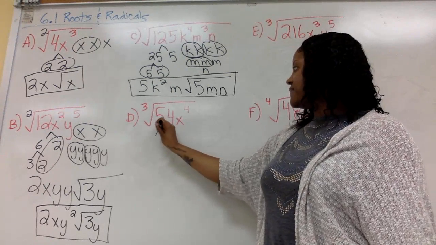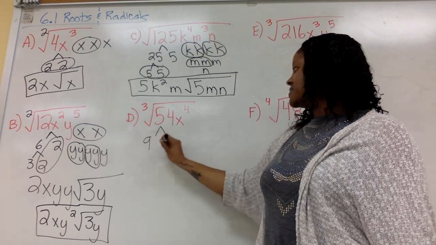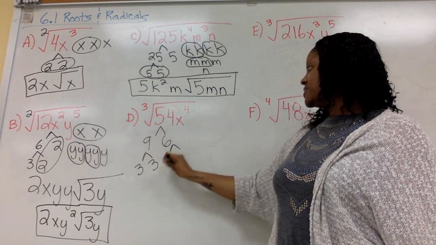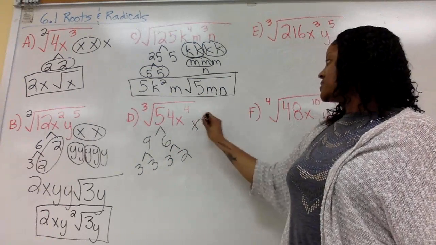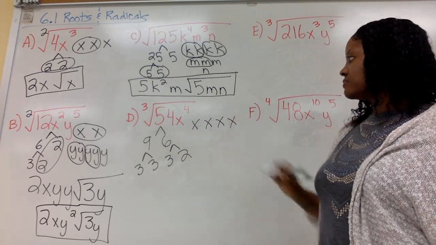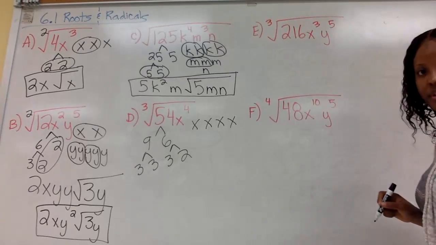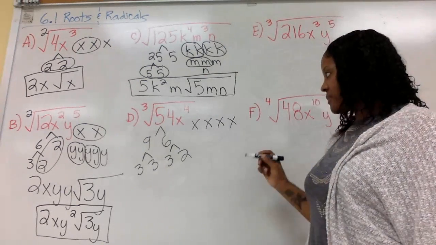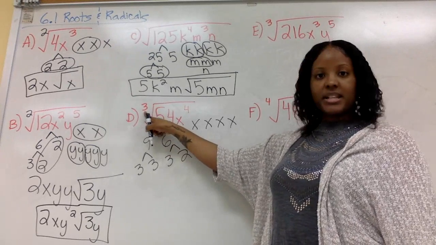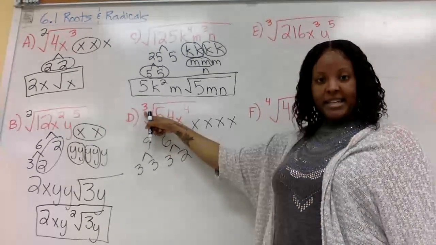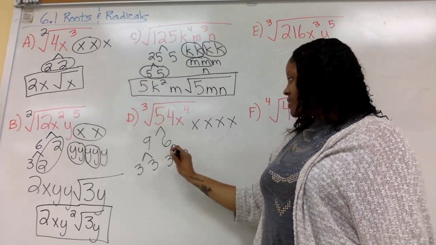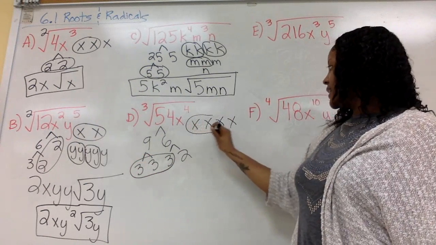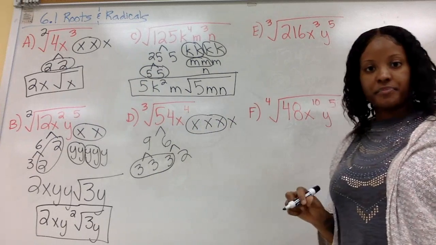So I'm going to break down 54. That's 9 times 6. This is 3 times 3. This is 3 times 2. 1, 2, 3, 4. Because it's x to the 4th. So we're finding the cube root of 54x to the 4th. I'm looking for 3 of the same numbers or variables. So my index this time is 3. So I have a group of 3's here, and I have a group of 3's there.